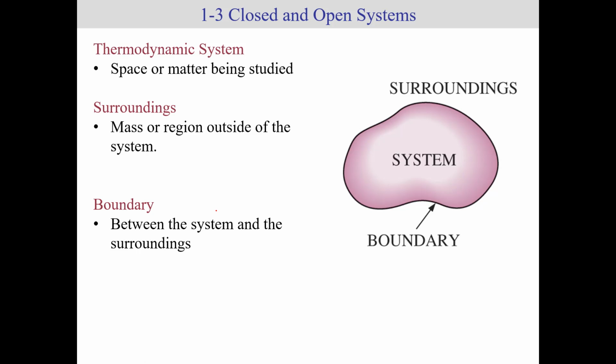All right, let's get to some vocab. So first off, we're going to look at these three words: a thermodynamic system, the surroundings, and the boundary. Right, so a thermodynamic system. What is a thermodynamic system? It's basically the space or matter being studied.